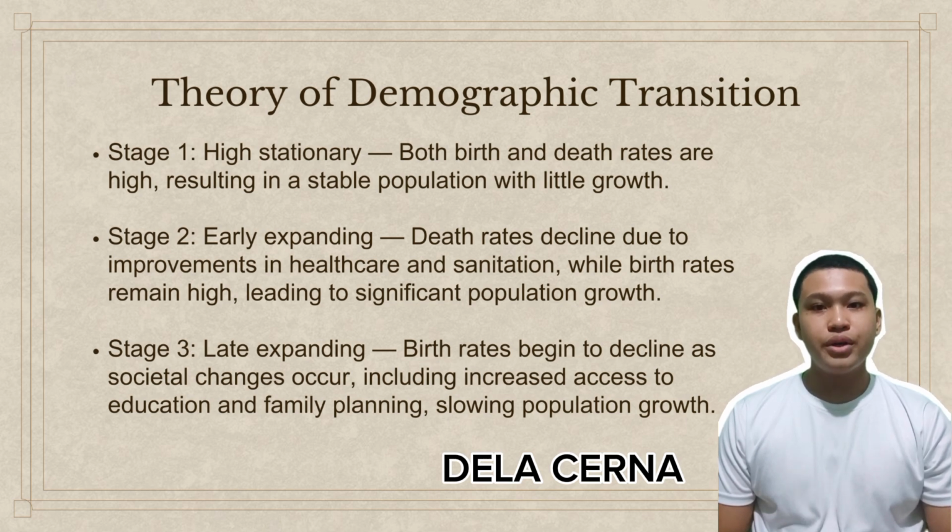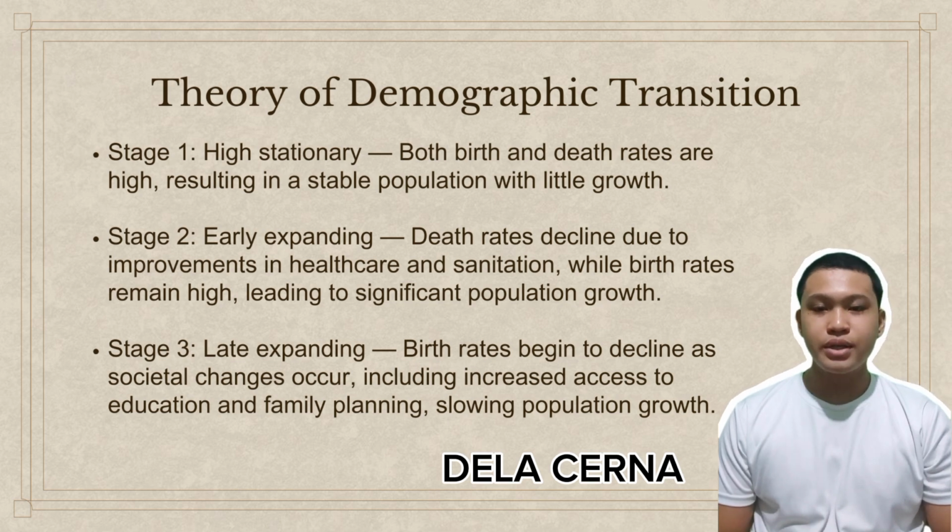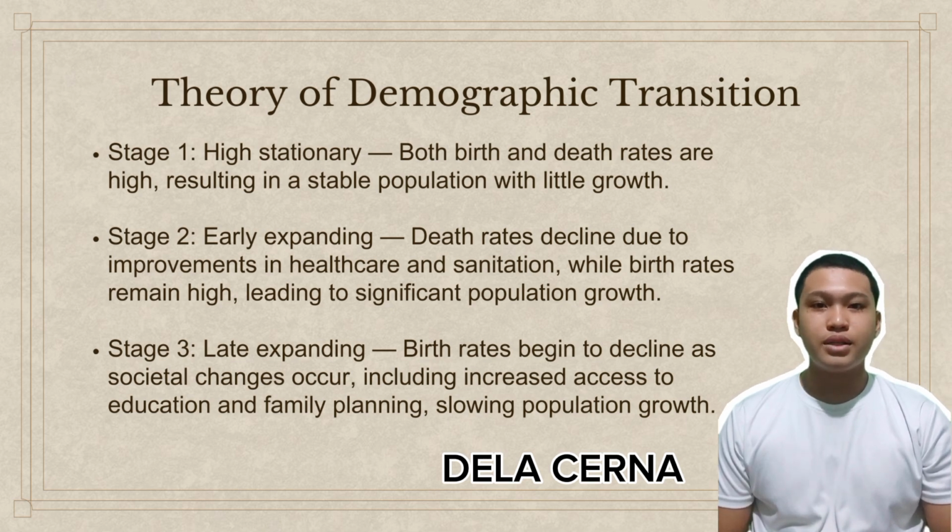In the first stage, pre-industrial societies experienced high birth rates and high death rates. Limited access to healthcare, sanitation, and education contributed to high mortality rates, particularly among infants and children. Meanwhile, cultural and religious norms often encouraged large families, leading to high birth rates. As a result, population growth is slow or stagnant due to the balance between these two rates.